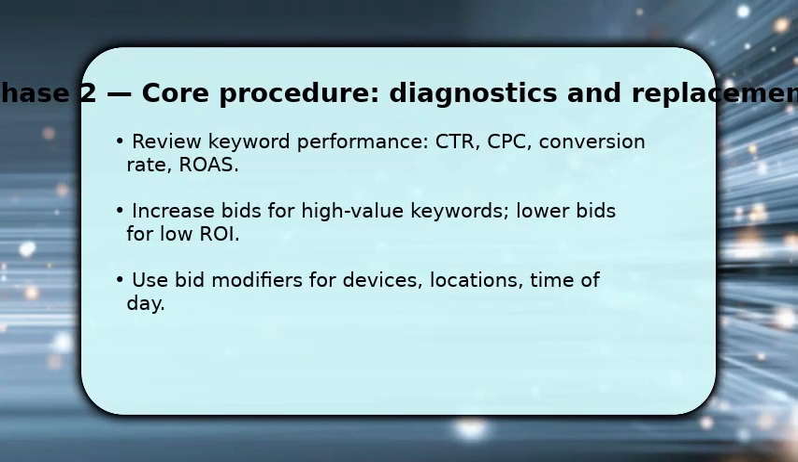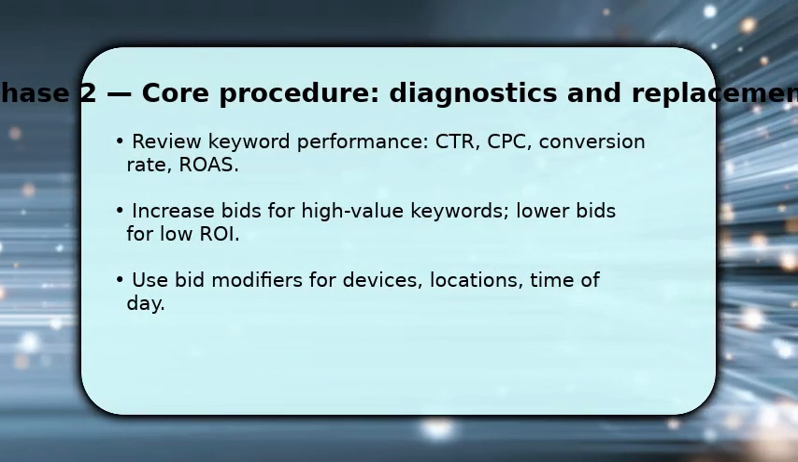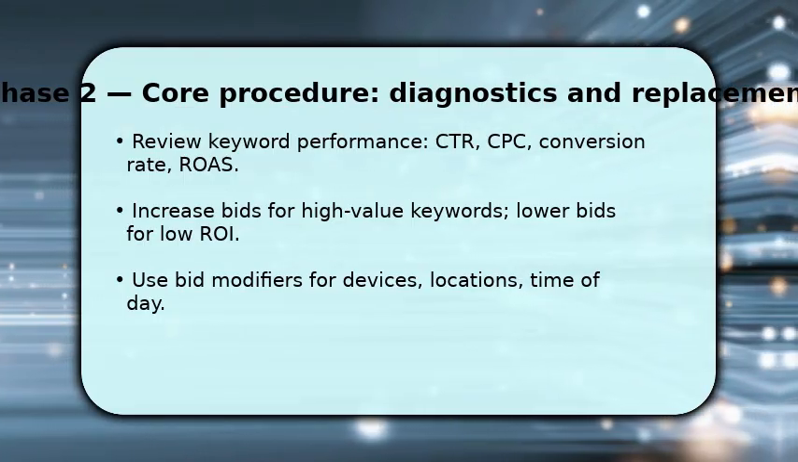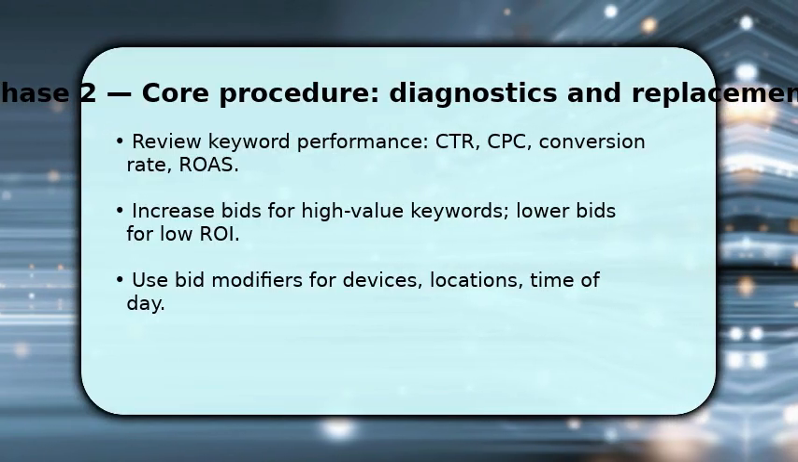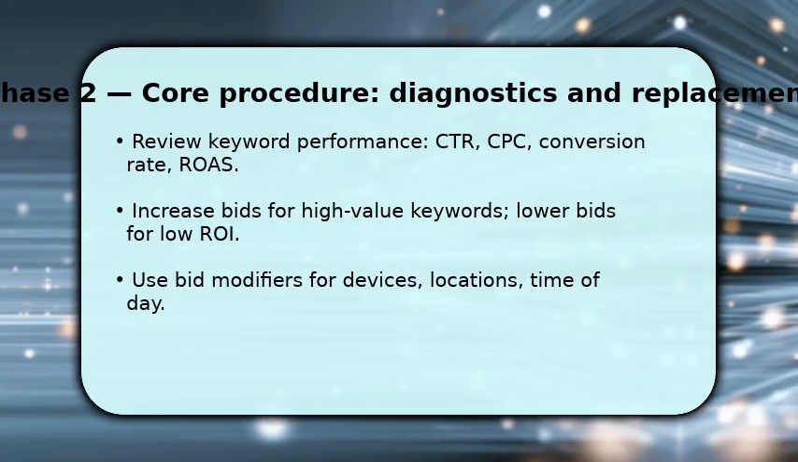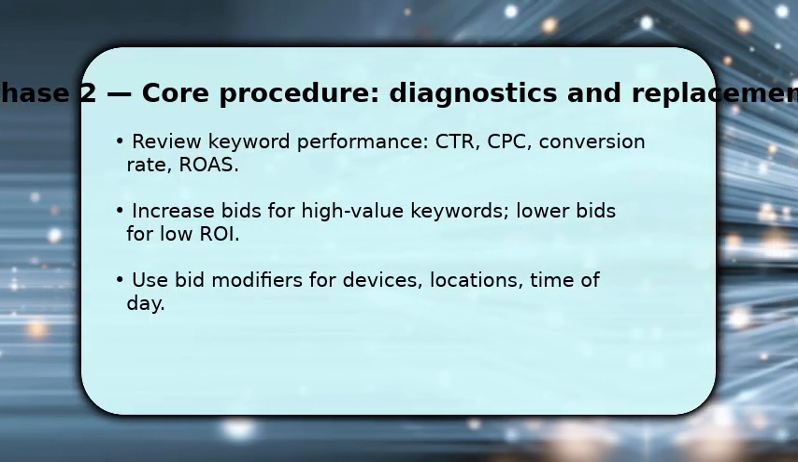You now analyze keyword metrics, CTR, average CPC, and conversion rate, to decide which bids to change and why each matters. Once done, raise bids on keywords that convert profitably to capture more volume, and reduce bids on costly, low-converting terms to protect budget.